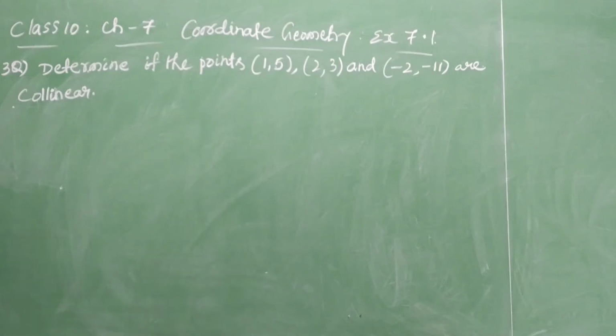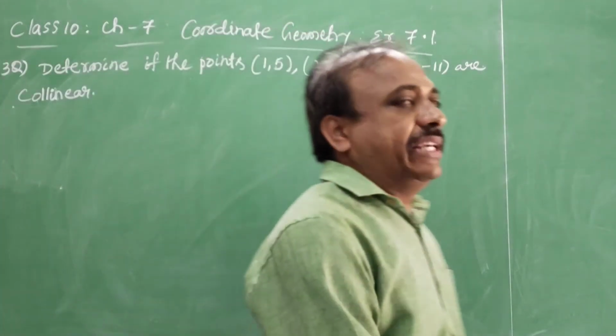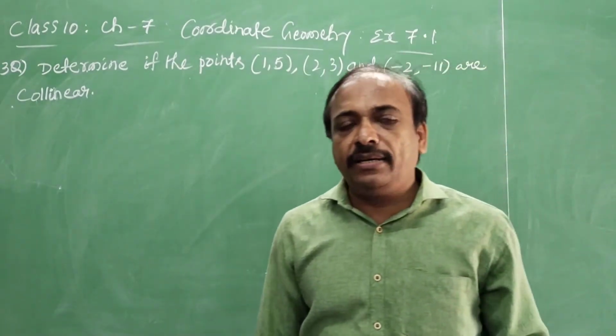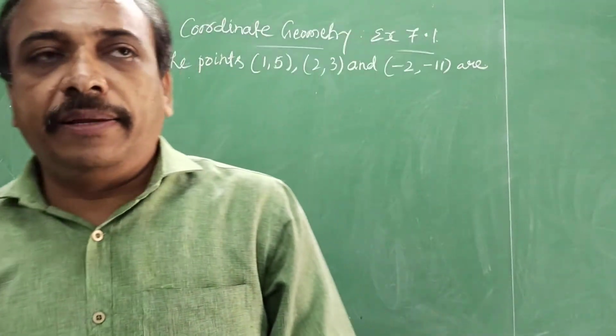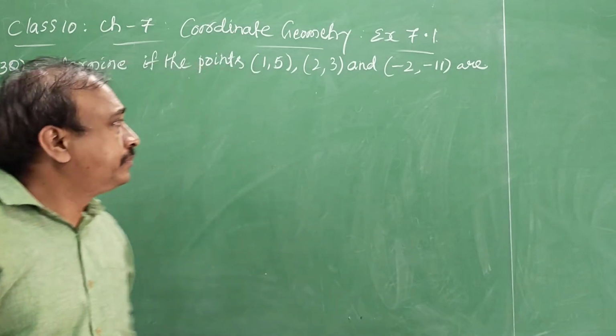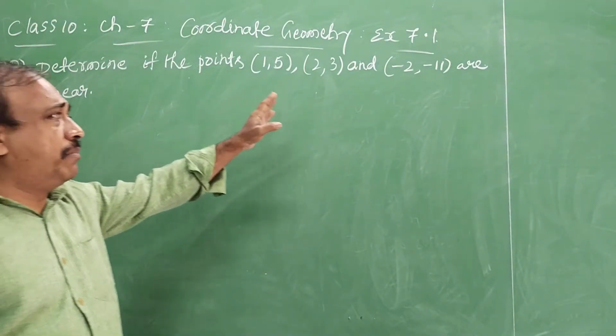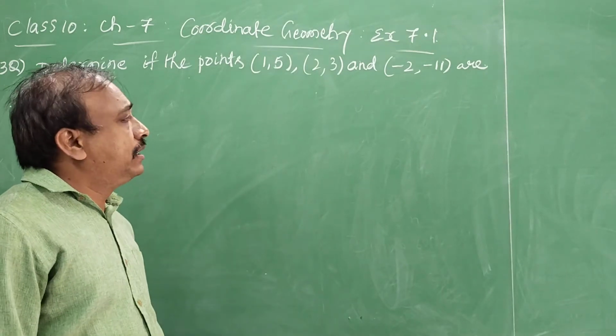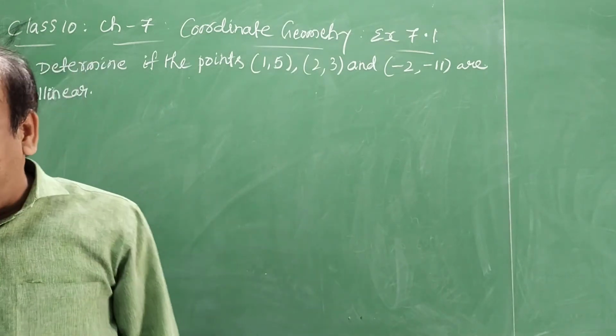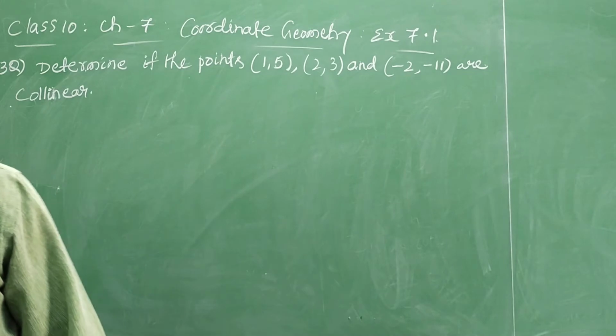Hi students. So let us continue exercise 7.1 from coordinate geometry. Question number 3. Determine if the points (1, 5), (2, 3), (-2, -11) are collinear.